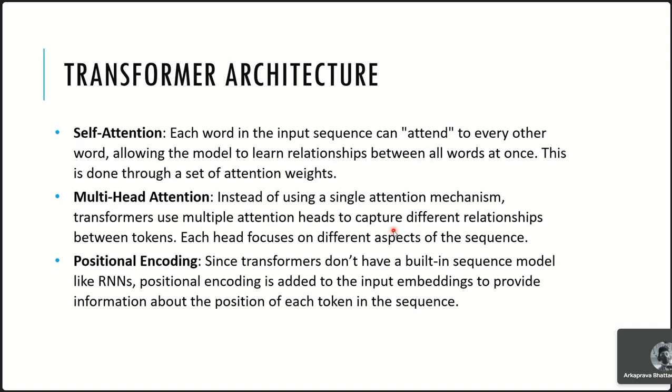That is decided by something called positional encoding technique. Since transformers don't have a built-in sequence model like RNNs, we use positional encoding. That means to define or tell the position, कि भैया इस word के बाद ये word आना चाहिए. I mean, this is the order.